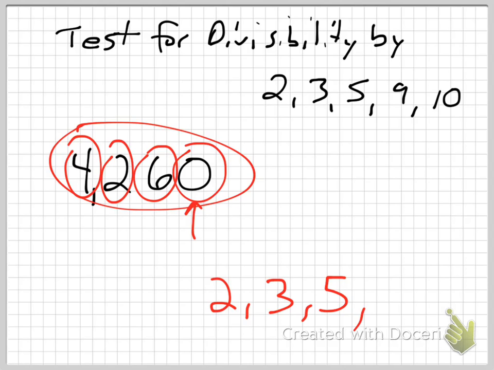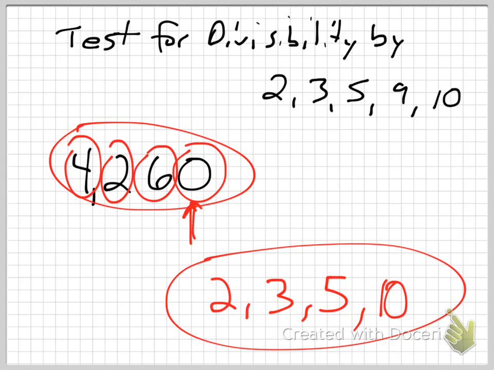You leave it off. Is it divisible by 10? Yes, because the last digit is a 0. There's our answer right there: 2, 3, 5, 10. That's how you would answer that question. When they say to test for divisibility, you're simply listing all of those ones that it is divisible by. Does that make sense? Try another one.